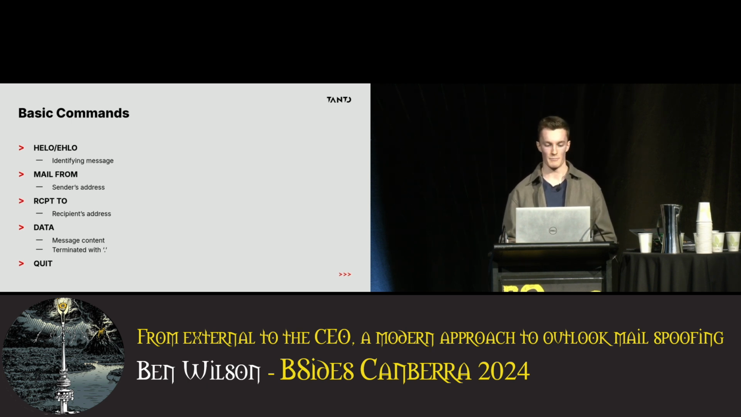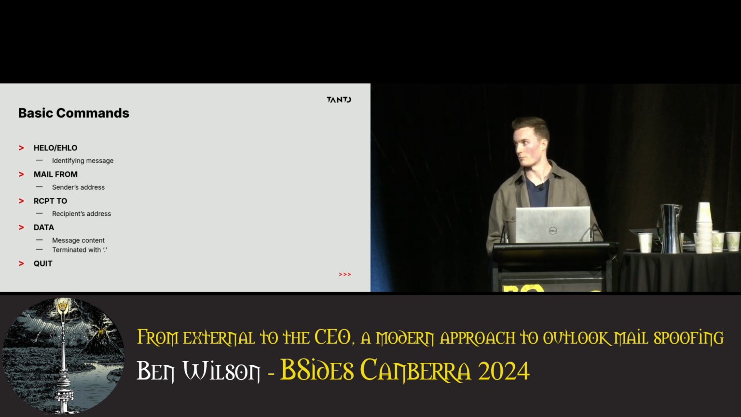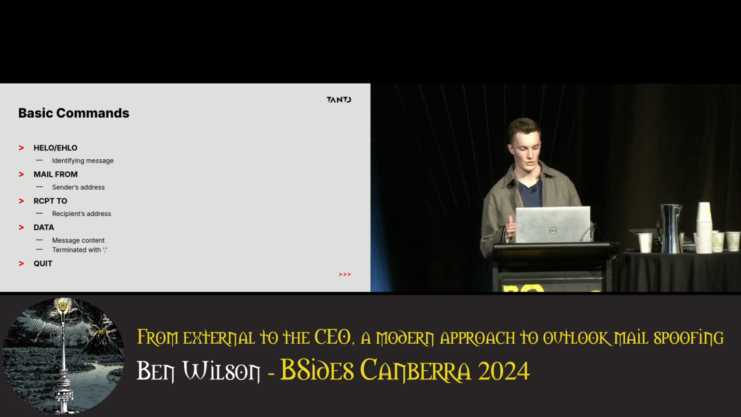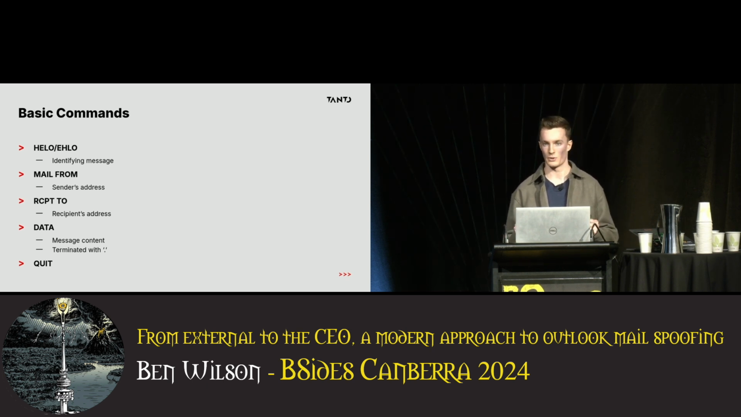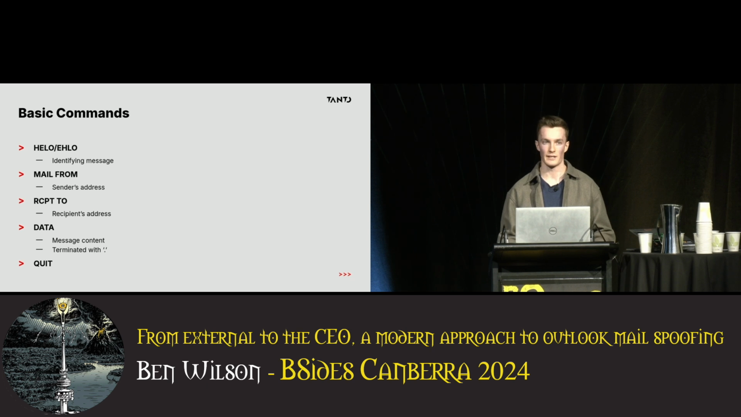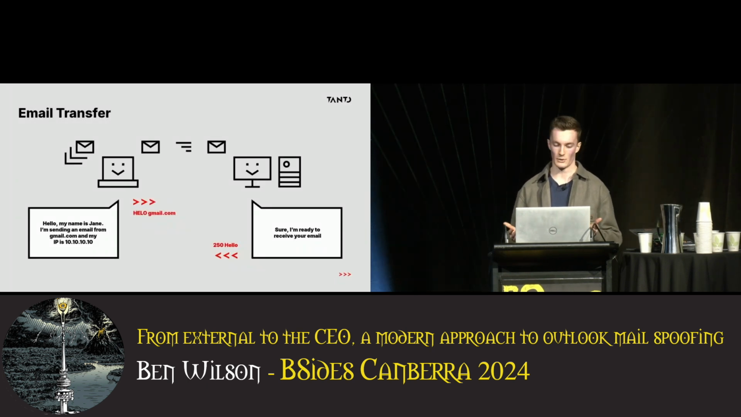Then you'll go into the MAIL FROM, which will be the sender's address, the address you'll be sending from. Then you'll specify your recipient in RCPT TO. Then the DATA command, that's the main content of the message. That's where you put your SMTP headers and your message body, which will be terminated by a full stop. And then finally you'll send the QUIT command to end the transaction, finish the email, and send it off. So in practice, this might look like the following.